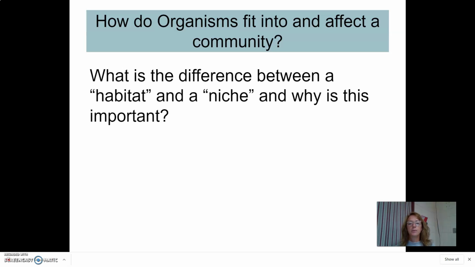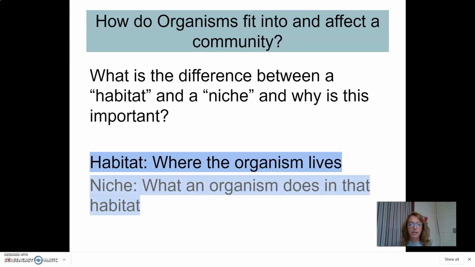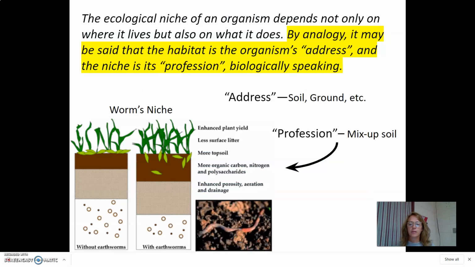Okay, please know the difference between a habitat and a niche. I'm not going to drill you on this, but it's good to know. Your habitat is where you live, you inhabit something. Your niche is kind of like where do you niche in or where do you fit in? So what is your job? So your habitat is your home. Your niche is your role in your family. What do you do to contribute to your environment? Another way to think of it is your habitat is your address and your niche is your profession.